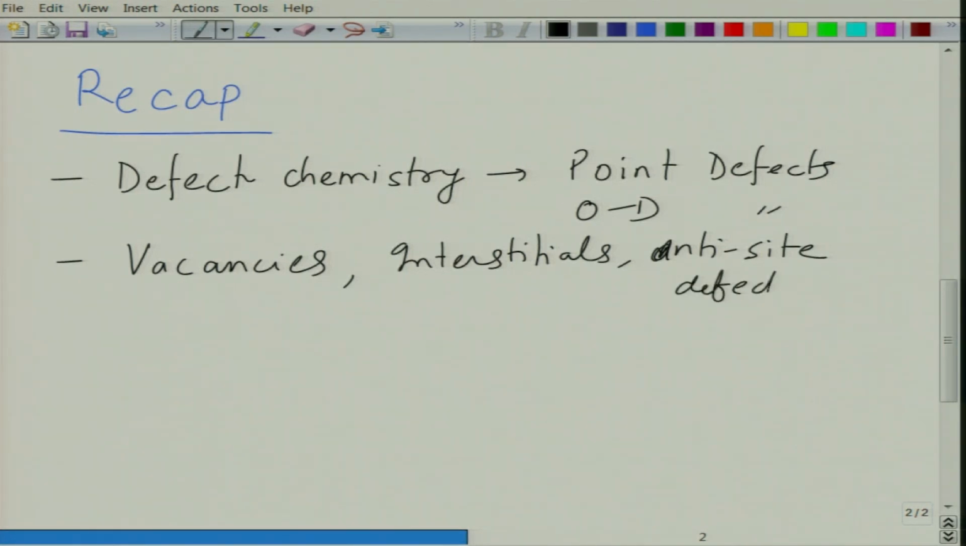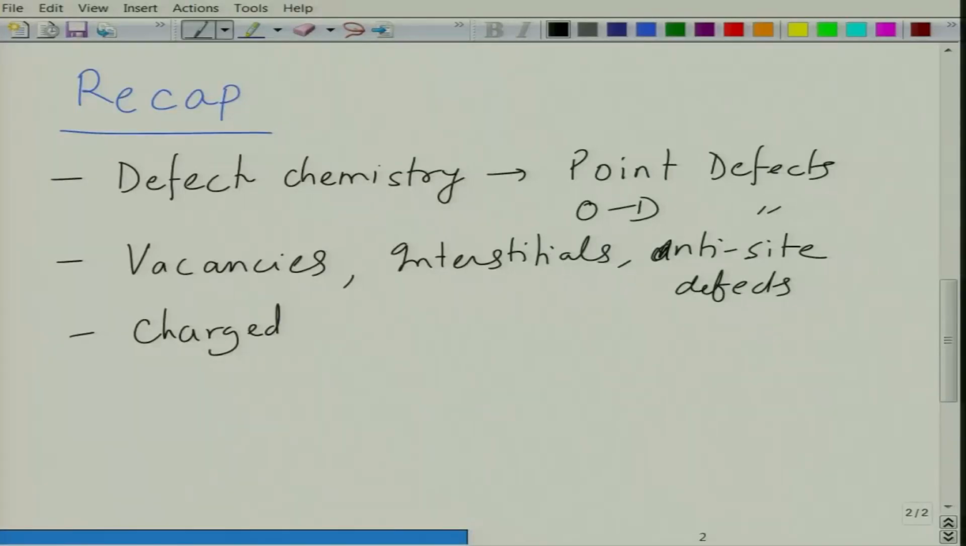And if these defects are completely ionized, they are also charged. So, depending upon the nature of the defect, whether it is an oxygen vacancy, metal vacancy, oxygen interstitial, or metal interstitial, it could be positively or negatively charged. And we will assume complete ionization of all these defects. And then we looked at the conditions for writing defect reactions.